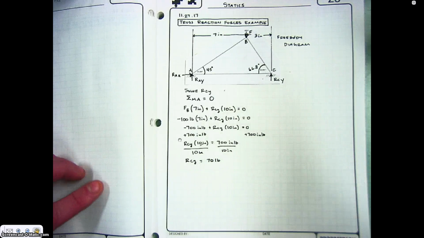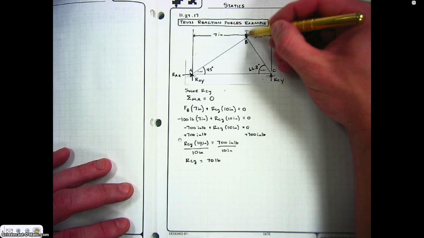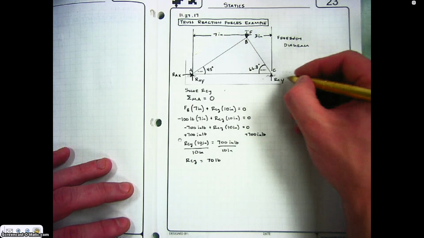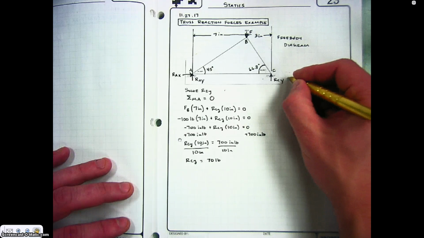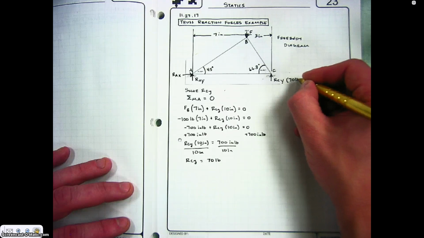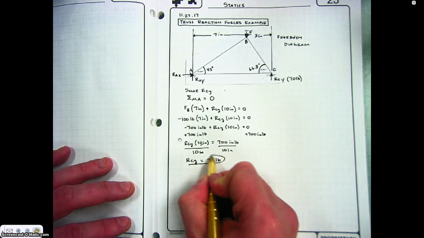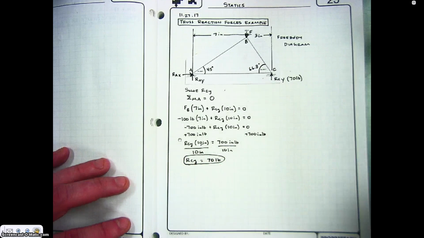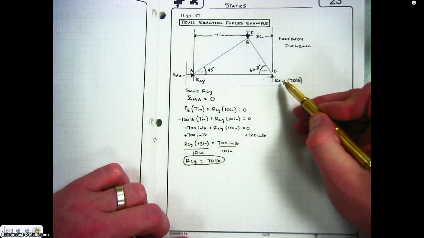pounds. And so what that tells us is that if we put 100 pounds at point B in our system here, the reaction force at point C here is going to have to be 70 pounds. And so I'll go ahead and write that in on my free body diagram, and I'll circle my answer. Alright, so I have RCY solved for.